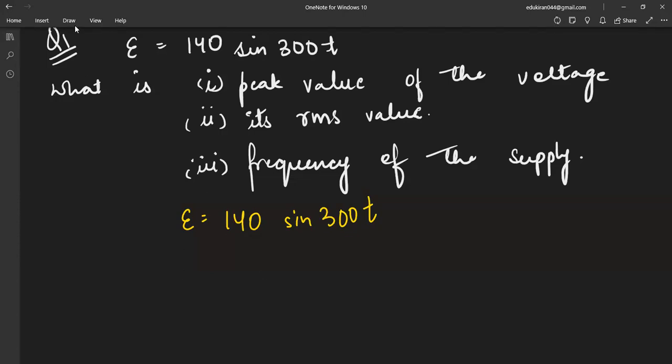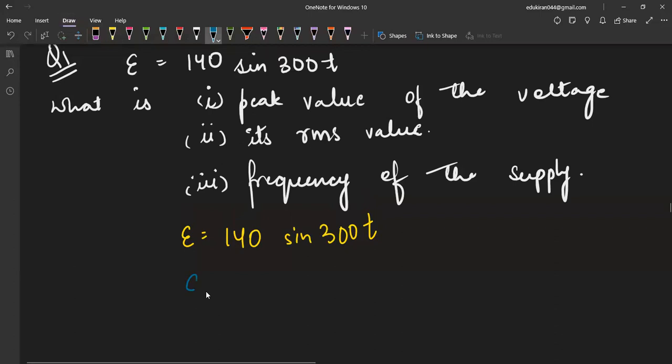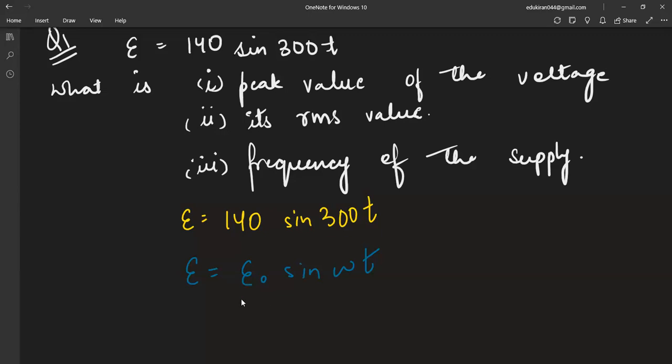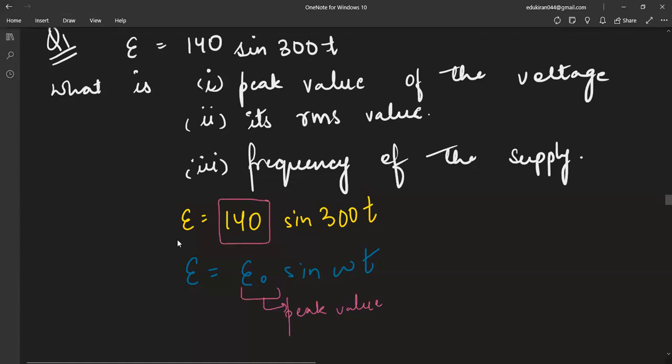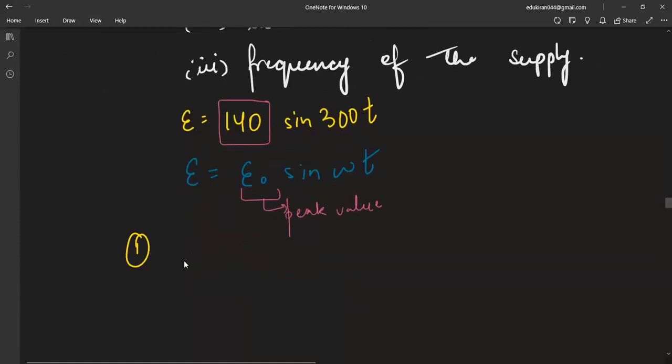What is our standardized equation, which we studied yesterday? E is equal to E naught sine omega t. Now can you relate? E naught was what? E naught was the peak value. Peak value, amplitude, maximum value, any name you can give. So you just have to compare. In place of E naught, what is written? 140. So what should be your answer? Directly, without any calculations, the first answer: E naught will be 140 volt.